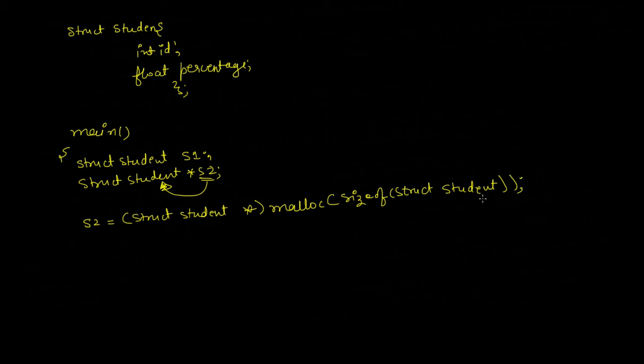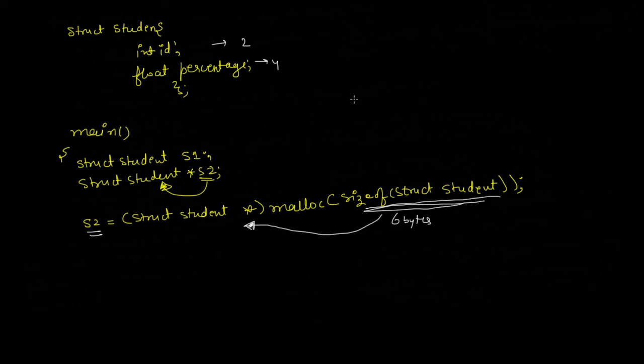Okay, so what does it mean? It means this malloc function is going to allocate the amount of memory given by this size of function. That means if the size of integer is 2 bytes and the size of float is 4 bytes, then this size of function is going to allocate 6 bytes of memory, and it is going to return the address of those 6 bytes of memory, and that address is converted to this structure pointer. So this S2 is going to store that address.